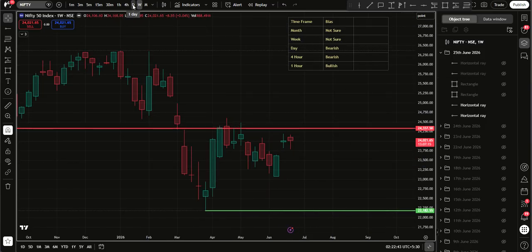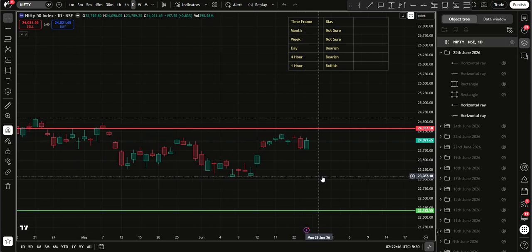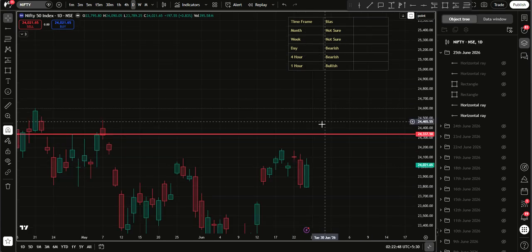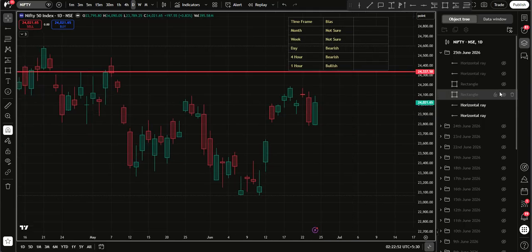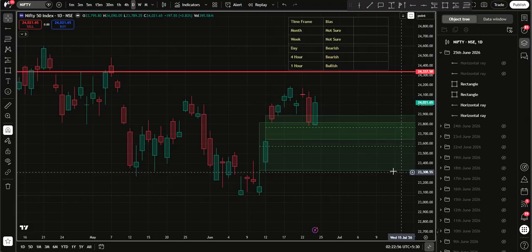Going over to the daily time frame. On a daily time frame, Nifty is bearish. Why is it bearish? You see, this is a swing high and this is a lower swing high. That's why it's bearish. There are two fair value gaps that Nifty created on its way up there, so that's where all the liquidity is.